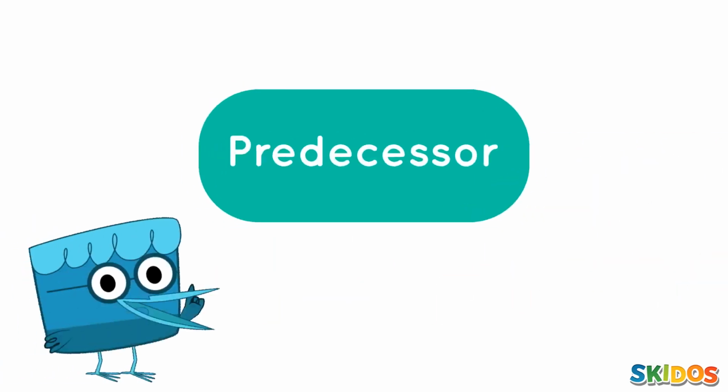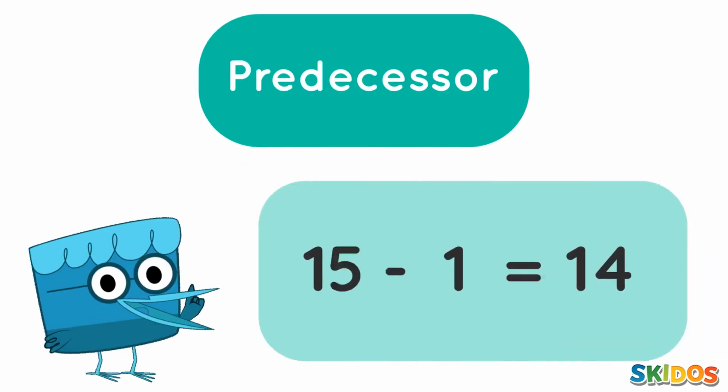We can also find the predecessor of a number by subtracting 1 from it. So, the predecessor of 15 is 15 minus 1 is equal to 14.